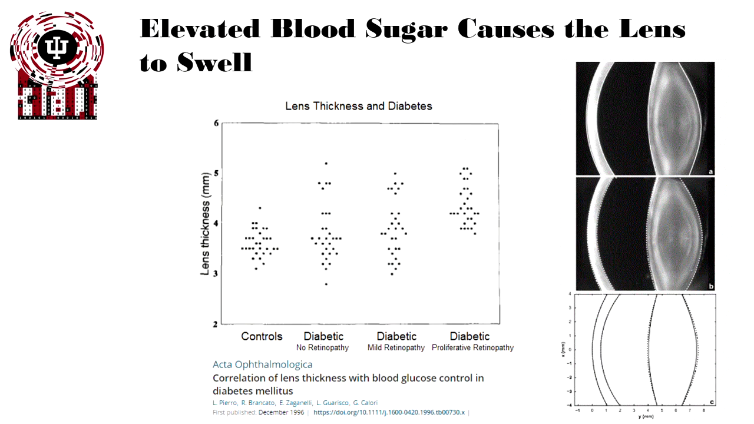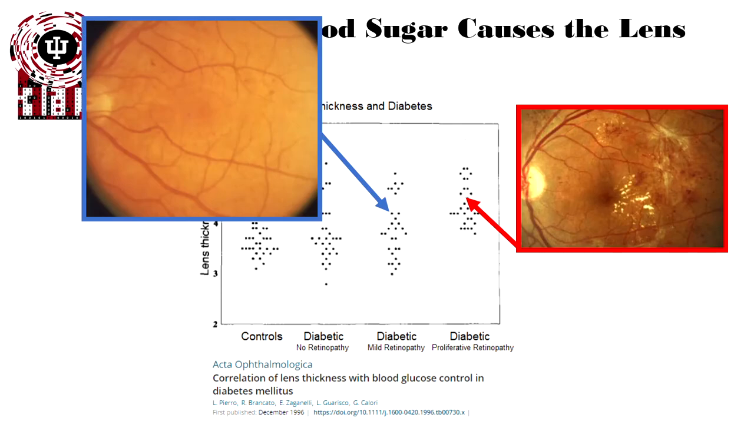Here's an example of a study looking at the change in lens thickness for diabetics. If we look at our controls versus diabetics with no retinopathy, diabetics with mild retinopathy, and diabetics with proliferative retinopathy, as the severity of the diabetes increases, the thickness of the lens also increases. And this can be measured using ultrasound or OCT.